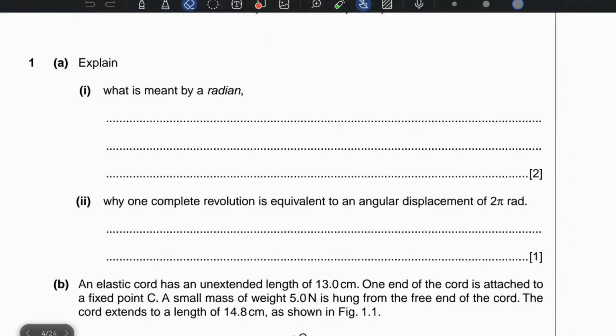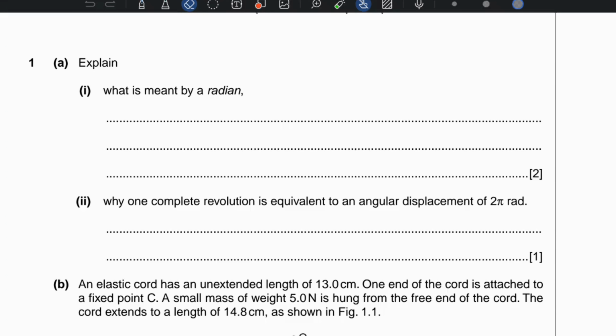First question: explain what is meant by a radian. This is something that you should know before you enter your exam hall, because it's a definition. Do not lose these marks. Please keep these marks. It will actually help you.